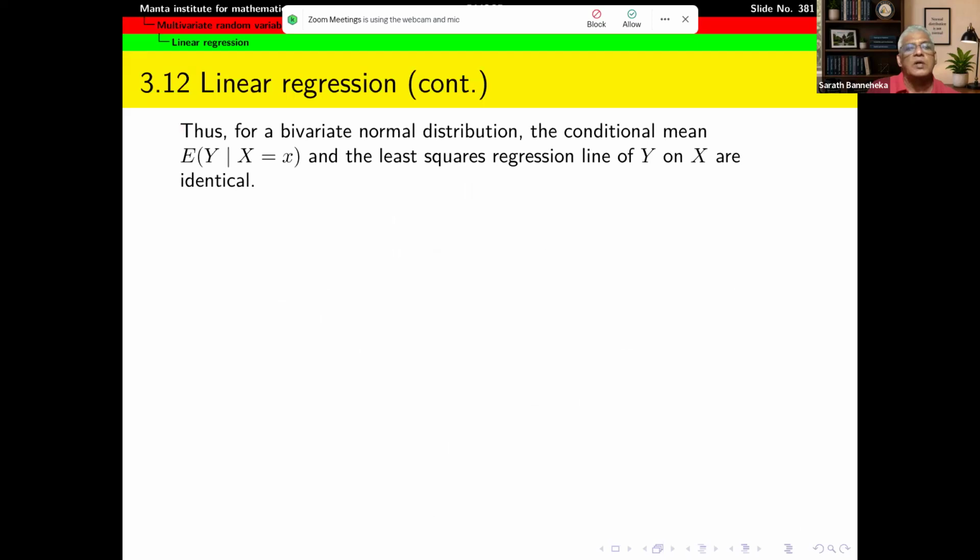Thus, for the bivariate normal distribution, the conditional mean, the expected value of y given x, and the least squares regression line of y on x are identical.